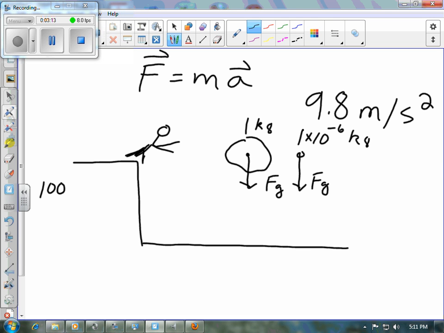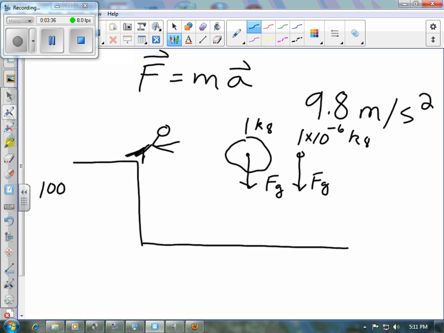What would 1 times 10 to the negative 6 be? How many kilograms? How would you say that? Yeah, 0.000001 kilograms. And so that would be, anyway, 1 times 10 to the negative 6 kilograms. So it's a pebble. It's small.